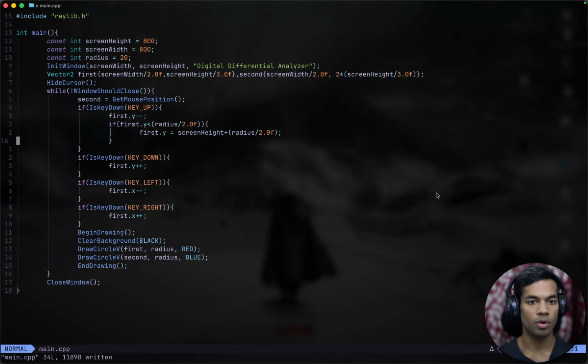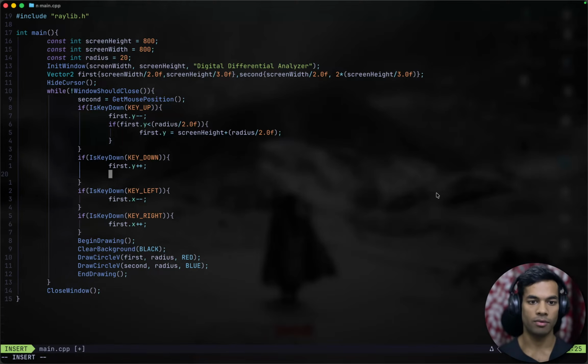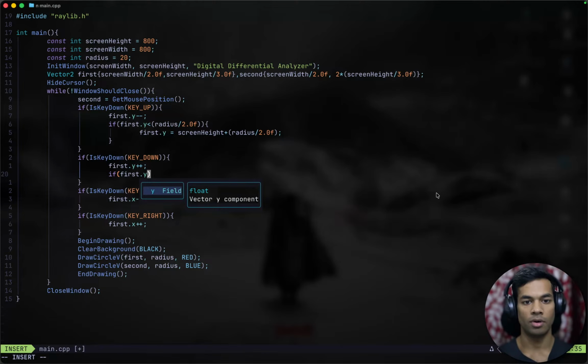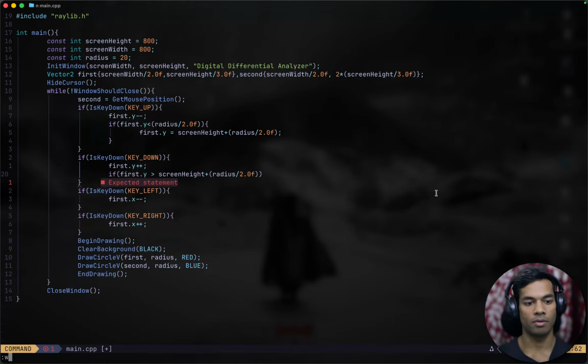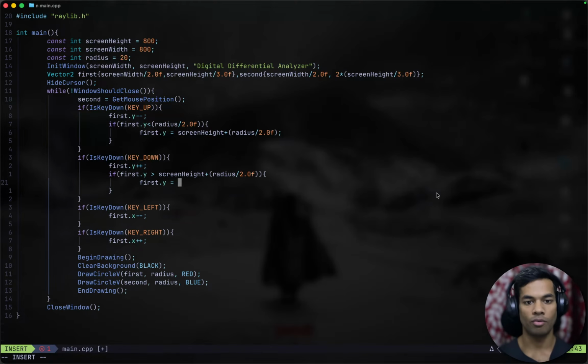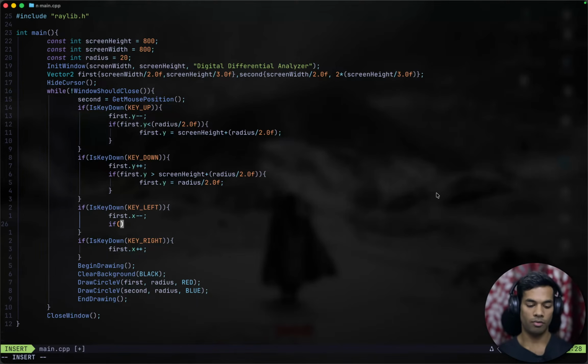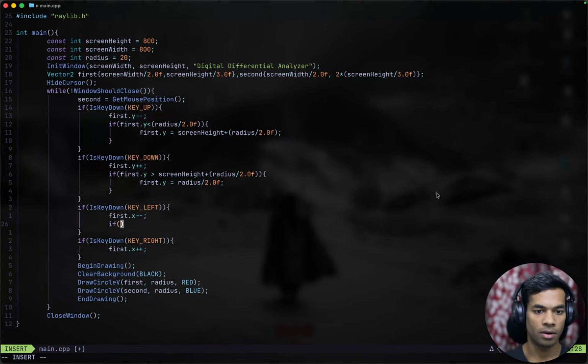Cool. And we'll do the same thing here. If the down key is pressed and we go out the bottom of the screen, we will come back at the top. If first dot y is greater than screen height plus radius divided by 2.0f, then first dot y equals negative radius divided by 2.0, coming from the top.